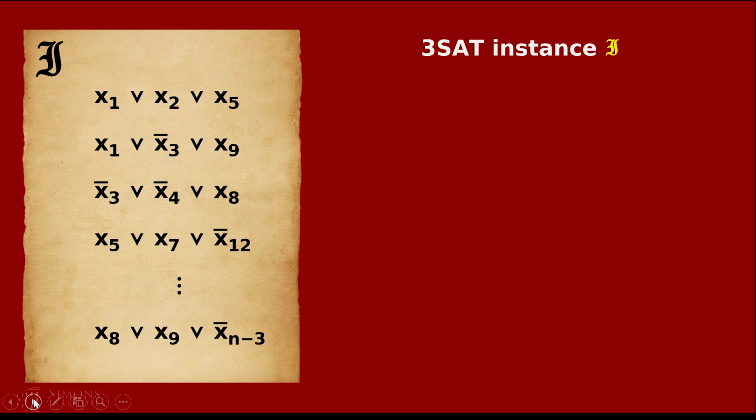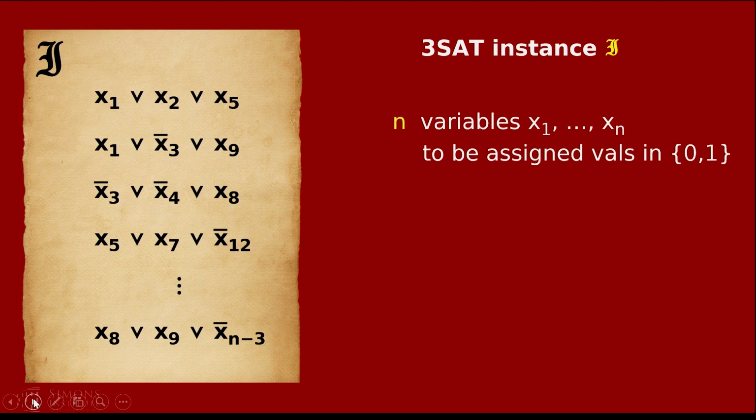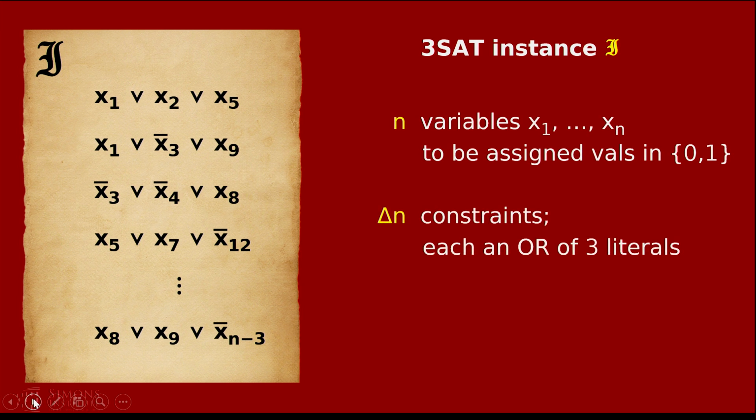Okay, so a 3-SAT instance looks like this. There's n variables, x1 through xn. They're supposed to be assigned values 0 and 1. And I'm always going to write delta n for the number of constraints. Okay, so delta is like the density of constraints. And each constraint is, in 3-SAT, an OR of 3 literals. A literal is a variable or its negation. Okay, so it's going to have delta n constraints.